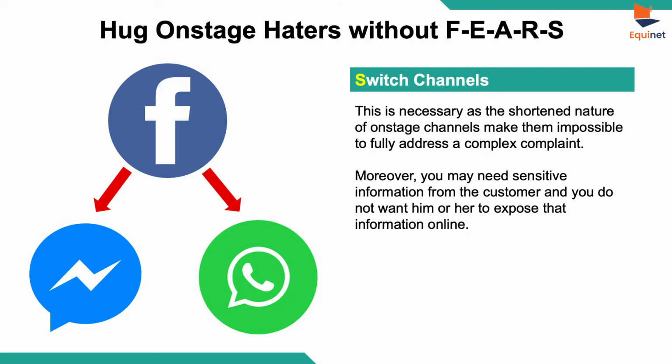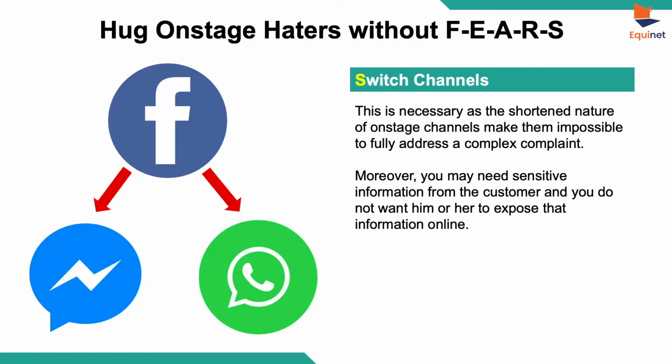This brings us to the last step of the FEARS framework, switch channels. If the issue has yet to be resolved or is too complex to resolve through social media, invite them to address their complaints with you through other channels like WhatsApp or Messenger or even face-to-face. For complex situations, you may need sensitive information from your customer. You should avoid exposing such information on public platforms. Use a messaging app to make your customer feel more appreciated. It also helps you to resolve the issue more thoroughly without the prying eyes of the public.